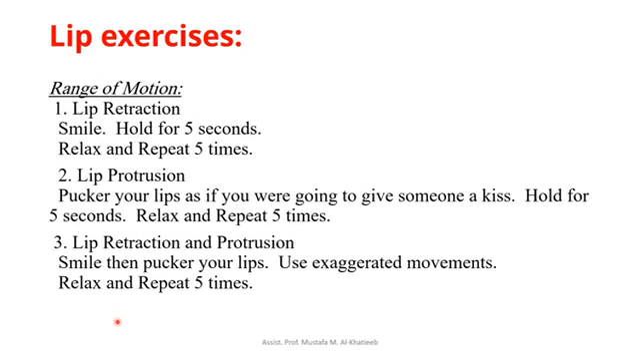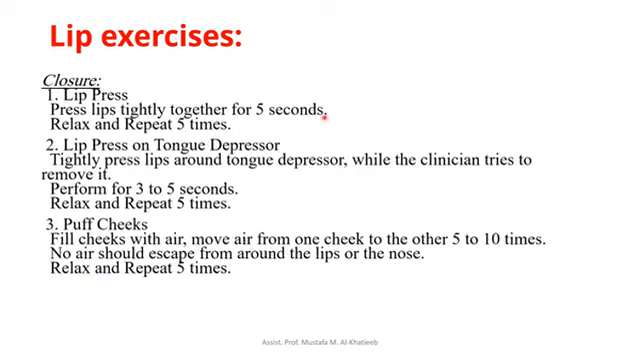Lip exercises, range of motion. Lip retraction: smile, hold for 5 seconds, relax and repeat 5 times. Lip protrusion: pucker your lips as if you were going to give someone a kiss, hold for 5 seconds, relax and repeat 5 times. Lip retraction and protrusion: smile then pucker your lips, use exaggerated movements, relax and repeat 5 times.